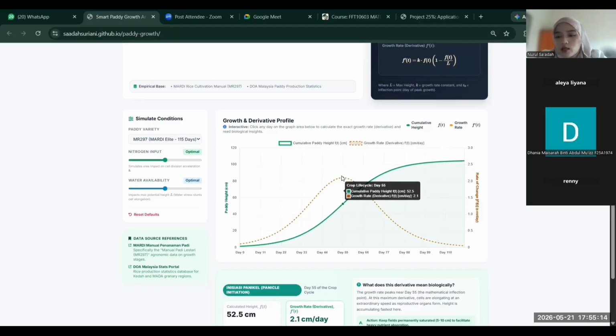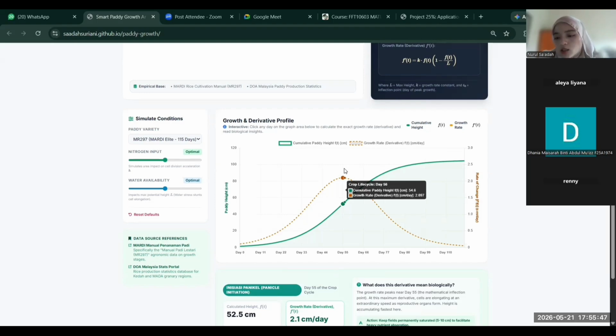day crop cycle, this inflection point of the growth curve is the transition from vegetative growth to reproductive growth. The corporate height is the specific physical height the MR297 plant reached at day 55, serving as a visual benchmark for healthy structural development. And for the growth rate, the absolute peak speed, the plant's cells are elongating faster than at any other time in the life cycle, meaning the plant has an extraordinary appetite for nutrients.